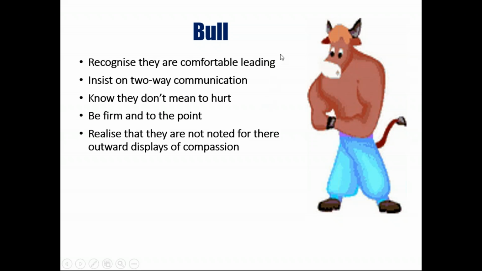Realise that they're not noted for their outward displays of compassion, so they're highly unlikely to burst into tears when you're giving them feedback. And there's a good reason for that, because the bull doesn't want to be vulnerable, isn't it? If I start crying or I seem like I'm hurt, then of course I've lost control, or at least momentarily, and a bull won't do that. So it doesn't mean they're not compassionate. They are compassionate. It's just that they don't show it. And that's a big misunderstanding of the bull personality as well.